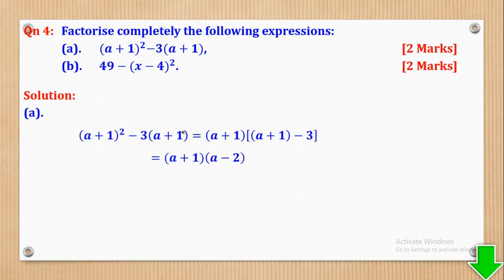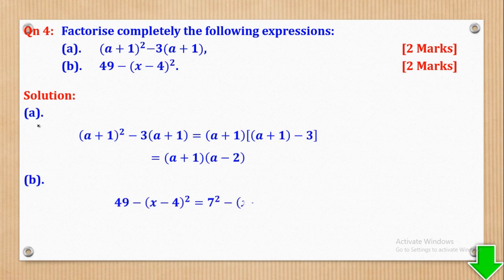So next is open this bracket. So 1 minus 3 is negative 2, which is that, and this a is there. So in this case, at this step, I've already factorized completely because there's no other step I can proceed. So that's what they wanted in part A.